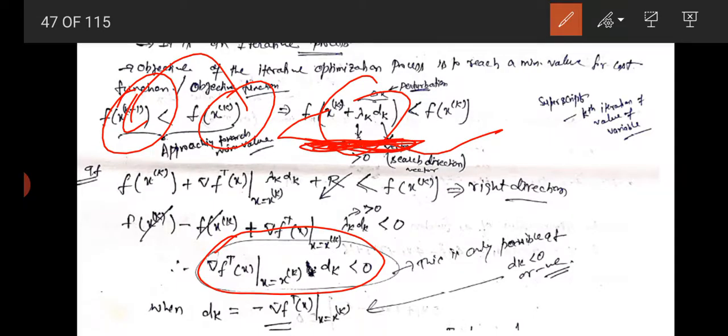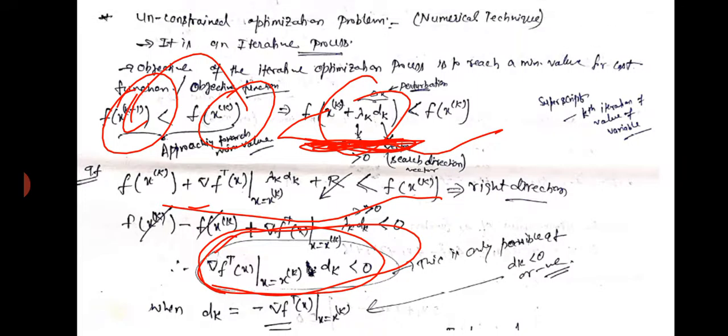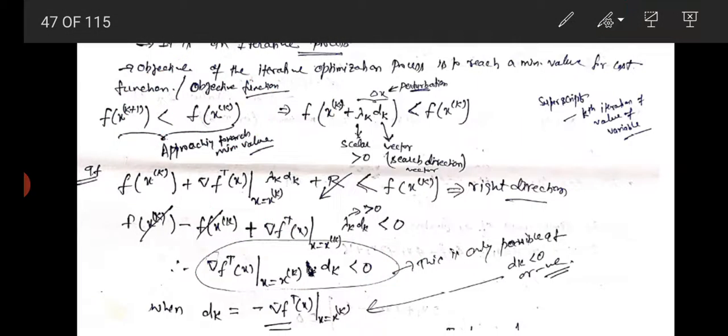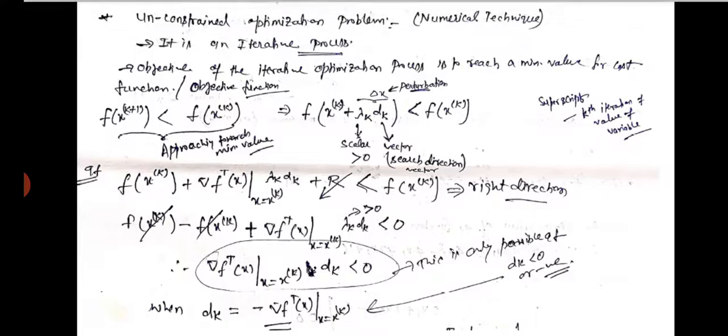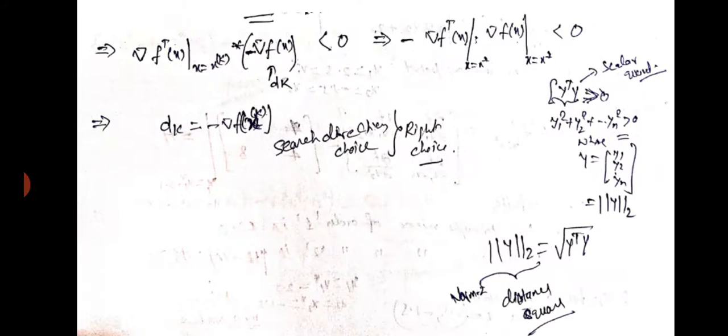We have expanded this value using the Taylor series. So we got it like this, and the condition for this is less than 0. dk must be a negative value, and one of the possible values is negative of the gradient. We have taken dk equal to negative of the gradient. Now from this slide you can understand. Putting the value of dk, it is gradient of f transpose x into gradient of f(x).